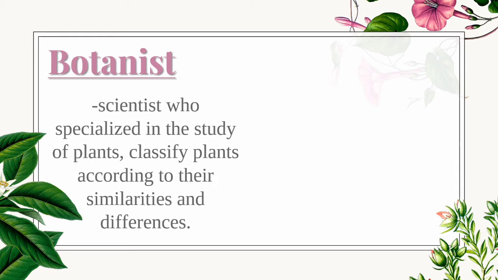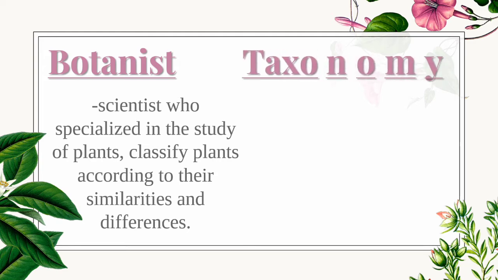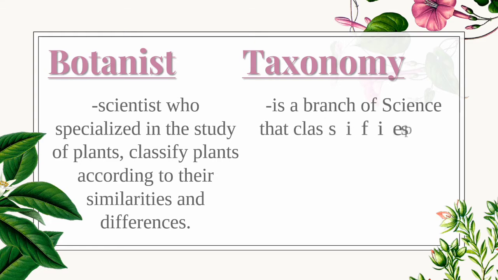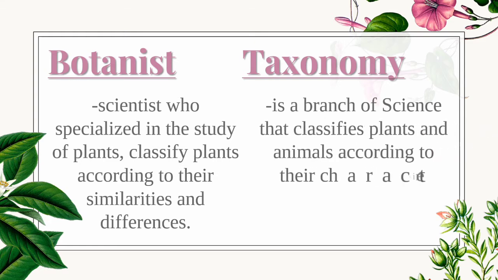So who studies plants? They are the botanists. And taxonomy is a branch of science that classifies plants and animals according to their characteristics. Okay, remember the two important words in our discussion for today: the botanist and the taxonomy.